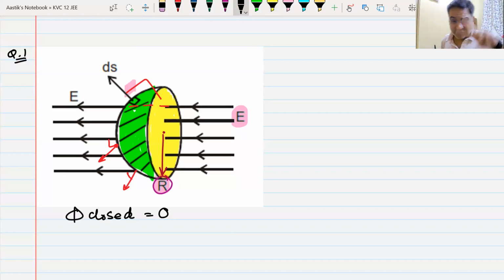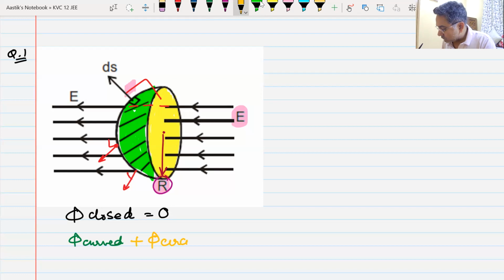Now this closed surface consists of two surfaces. As you can see, I've colored them nicely. The flux through the green surface, which is the curved part, plus flux through the circular part. I don't have a yellow ink, so let me find a yellow ink. Okay, this looks like yellow. The flux through the circular part is this one, and the flux through the green part is this one. That should be equal to 0.